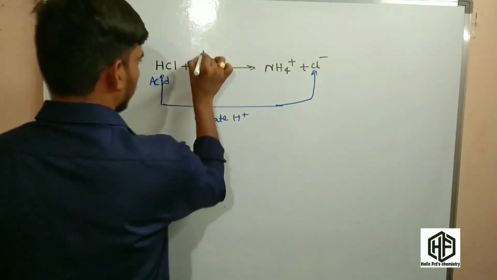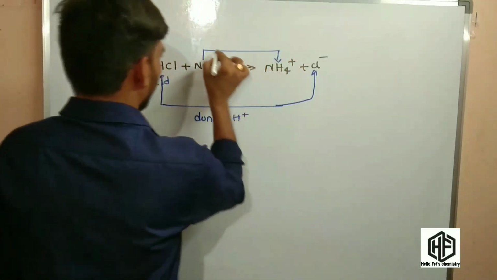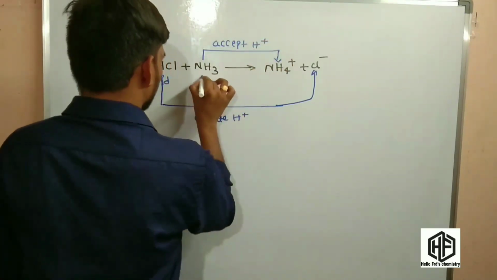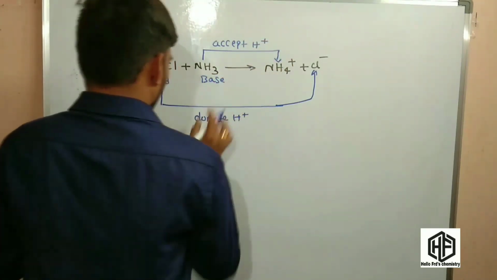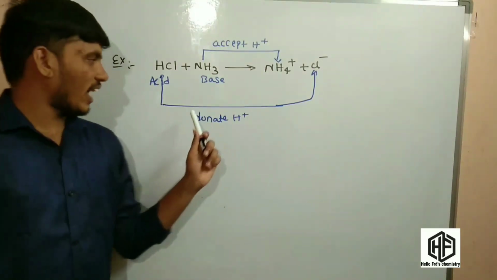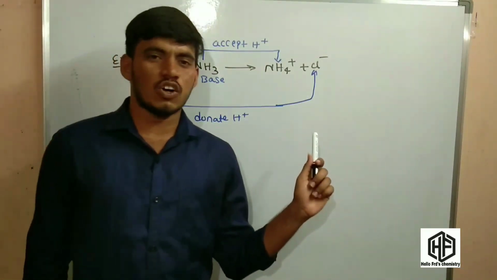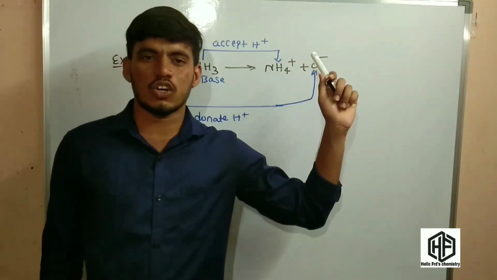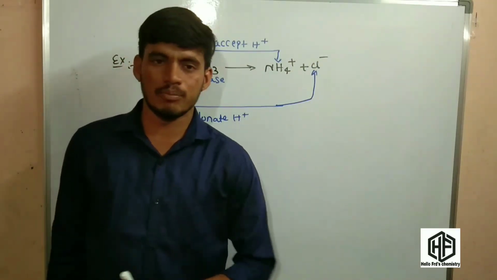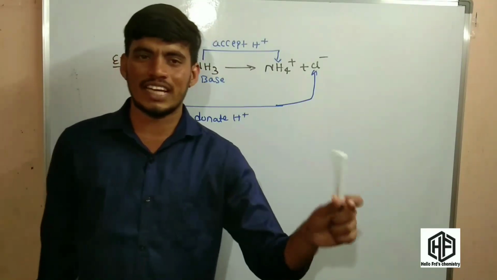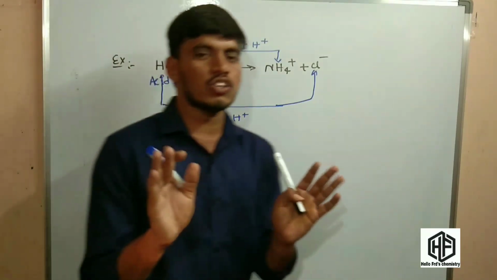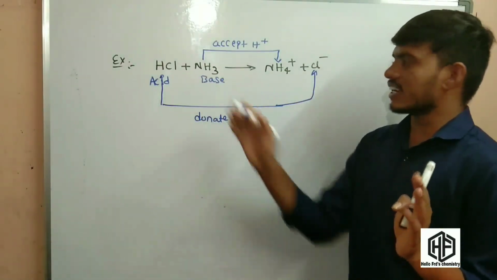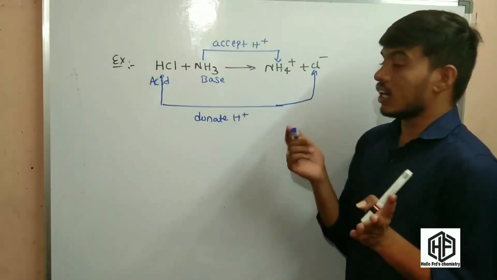But NH3 accepts H plus ions. This is called a base. What is an acid, friends? A donor of H plus is called an acid, and an acceptor of H plus is called a base. You already know this from the earlier explanation of what is an acid and what is a base.